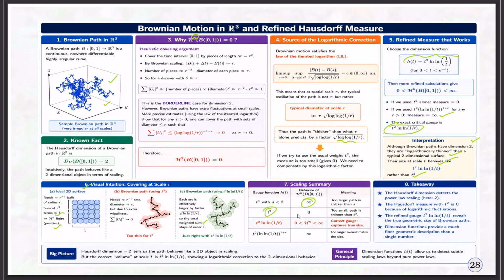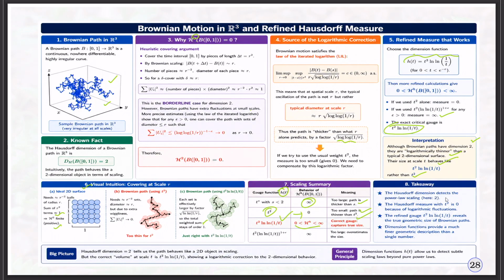If t square, it gives 0. Too large, the path is thinner than s. Too small, the path is thinner than t square. If you are using this function, t square ln of 1 by 2, then h of s lies between some finite numbers. The correct dimension function captures the true size. If you are using this one, you will get too large an overestimate of the size.